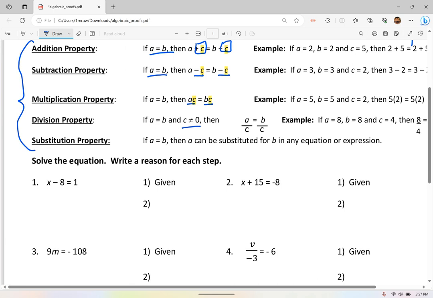Okay. And then, of course, you have your substitution property. Now, guys, this is where a lot of people get a little tricky.